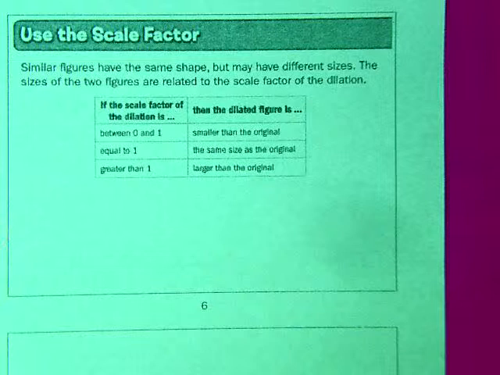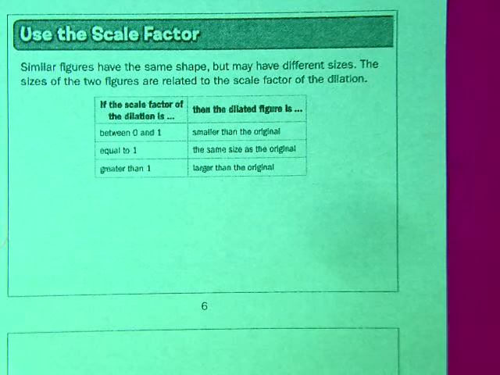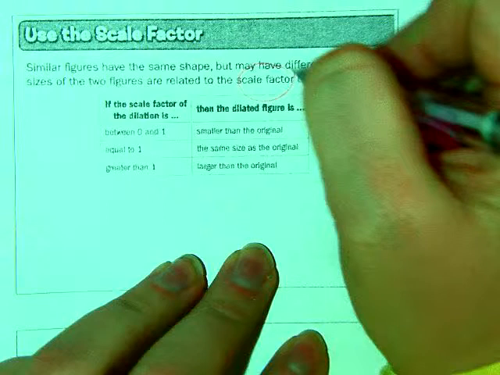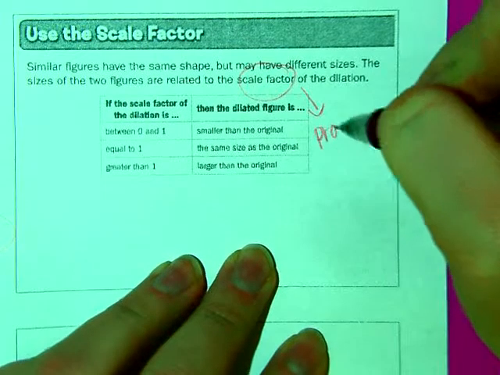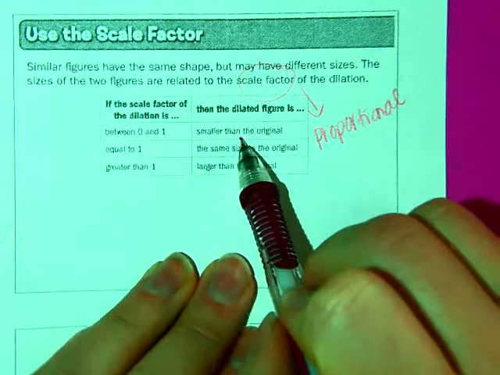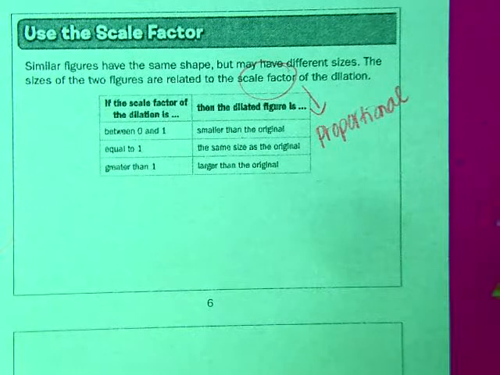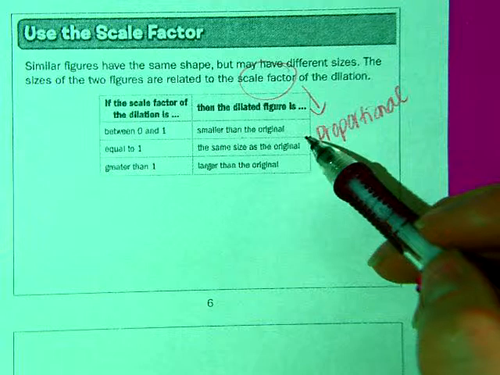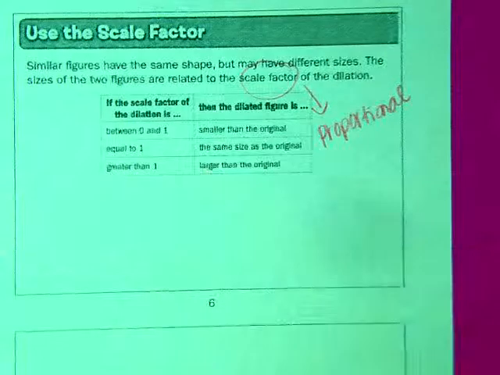Sorry about that. Okay, so on this last couple slides, it says use the scale factor. Similar figures have the same shape, but they have different sizes. The sizes of the 2 figures are related to the scale factor of the dilation. The scale factor tells you that it's proportional. So we've talked about this before. Between 0 and 1, it's going to get smaller. Equal to 1, it's going to be the same. And that's the same as saying congruent. And greater than 1, it's going to get larger. So we've seen that before in Chapter 6.